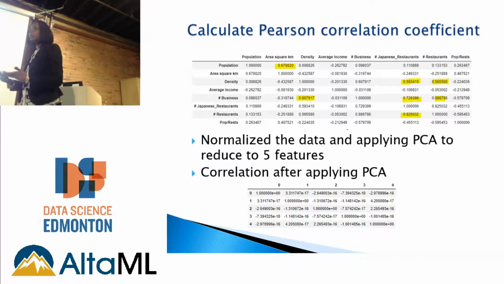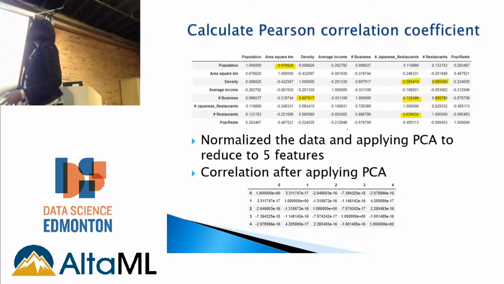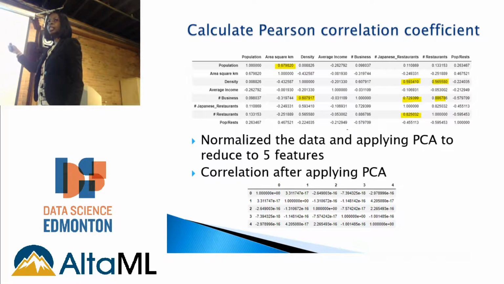And then I'm checking how variables are correlated, because you don't want to create a cluster with variables which are correlated. So for this case, I use PCA to create new features out of those that are correlated. You can see here, for example, number of restaurants and number of business are highly correlated, 0.88, which is approximately 0.9.